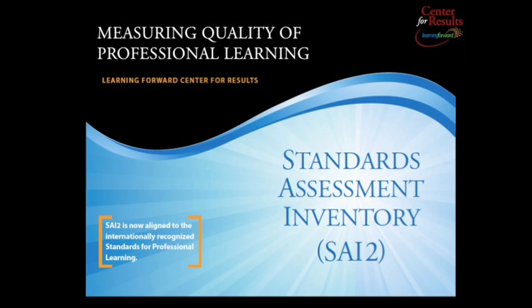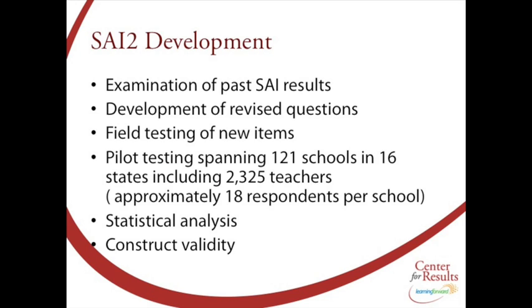The Learning Forward Center for Results, with support by the MetLife Foundation, developed and rigorously tested this tool to help school systems judge the quality of their professional learning. It was recently revised to align with the new standards for professional learning. In developing the survey, we reviewed past SAI results, revised questions to align with the new standards, field tested the new items, and piloted the full survey in over 16 states. The instrument was analyzed for statistical validity and reliability.